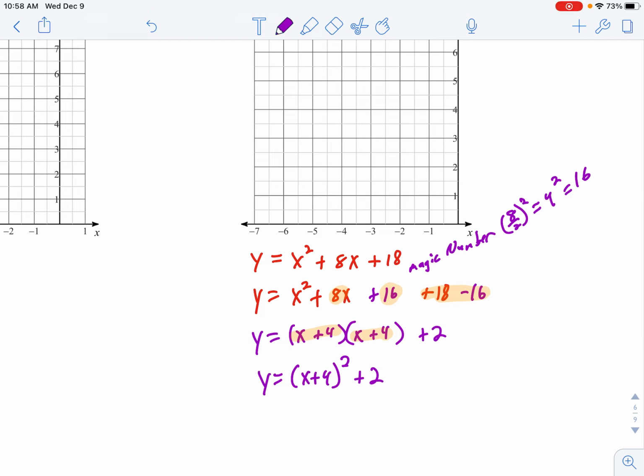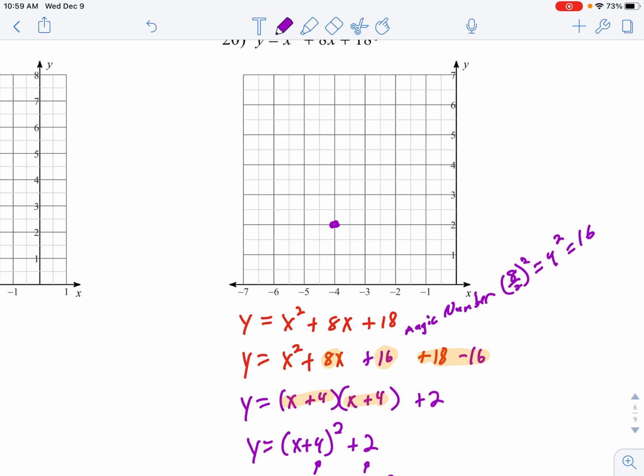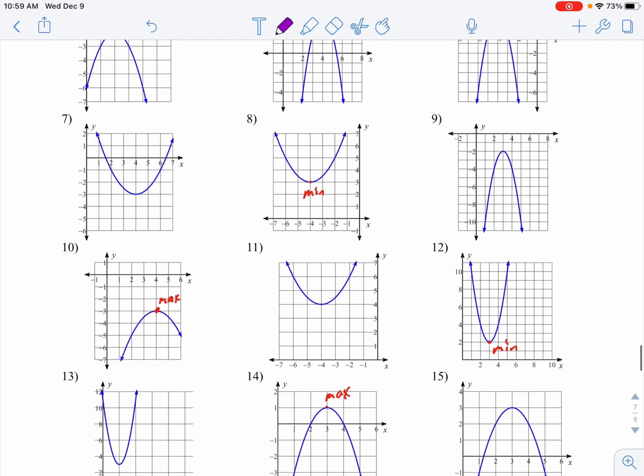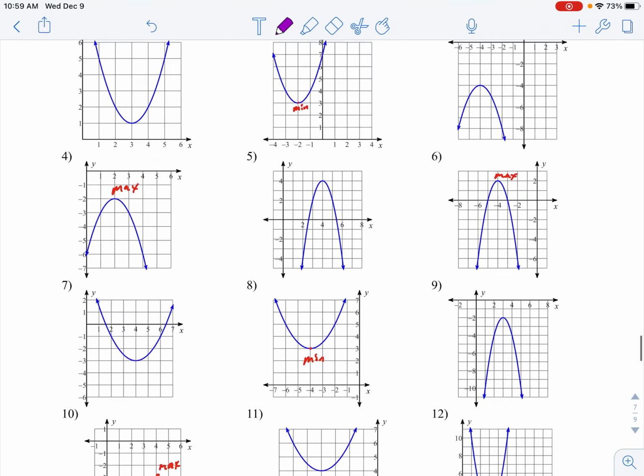The vertex is going to be left 4, up 2. It opens upward, and there is no stretch, so the next point is over 1, up 1, over 2, up 4. Connect the dots, and we have our parabola, and of course this is a minimum value. Check that number 20, just label that a minimum, and we've got it right.